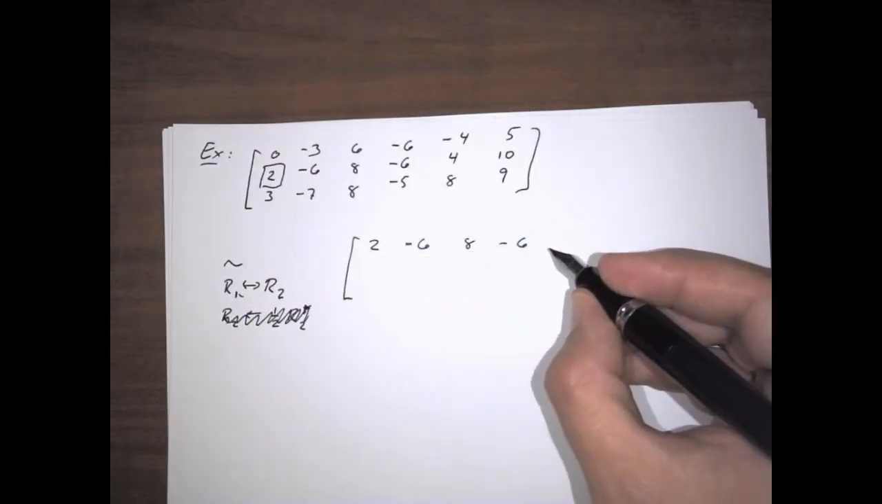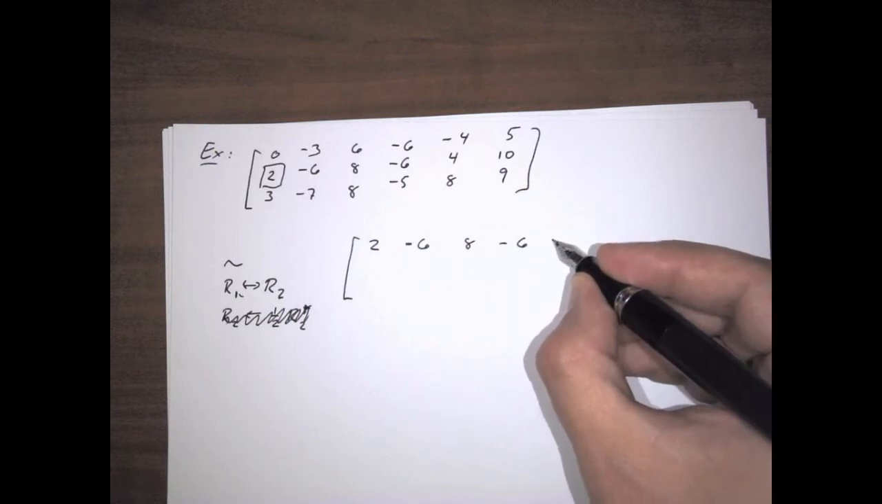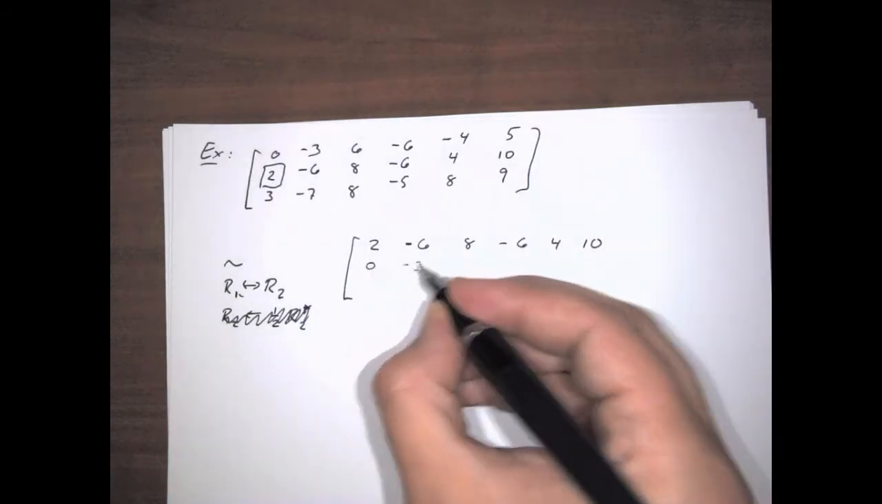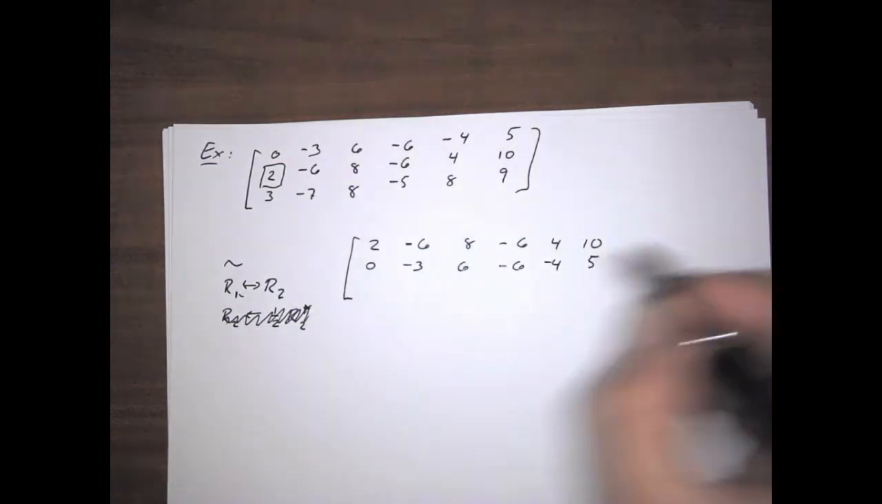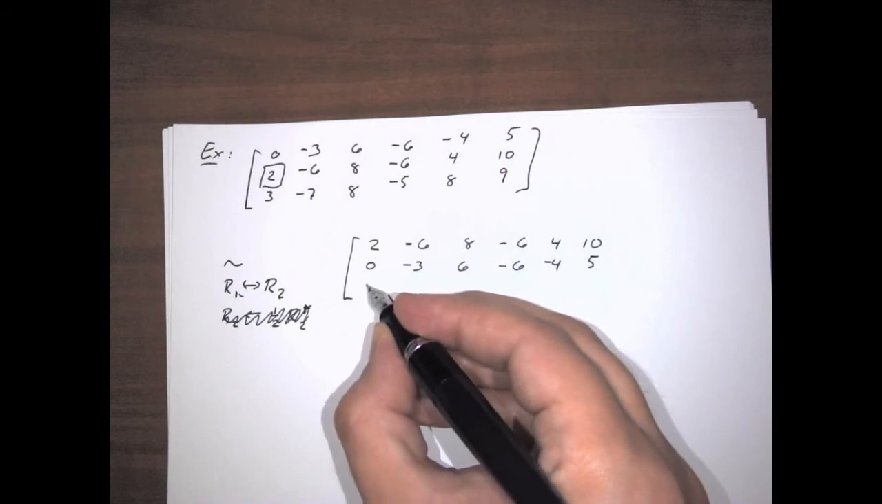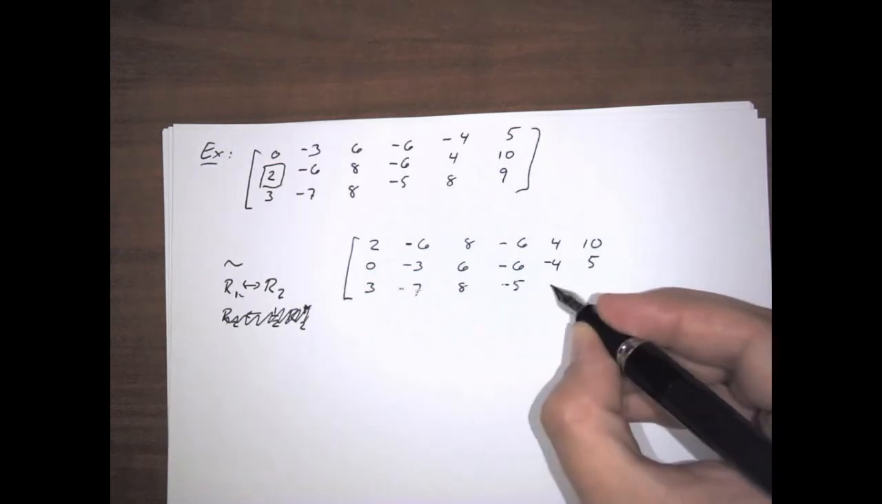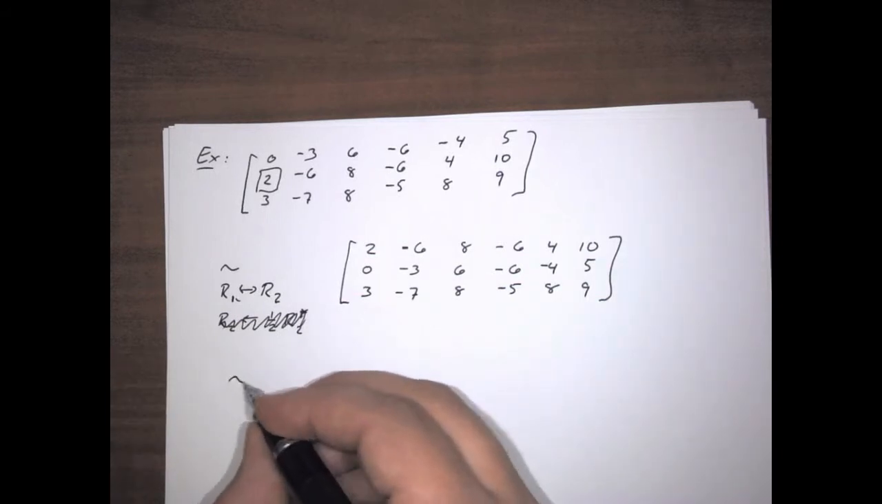So I'm just switching row 2 and row 1 around. It's gonna be 2, -6, 8, -6, 4, and 10, and then 0, -3, 6, -6, -4, 5, and then here the last one is still going to be 3, -7, 8, -5, 8, and 9. Most important step in this is to write these things down correctly without a typo. So if I have done that, which looks like I have, then we can proceed on.